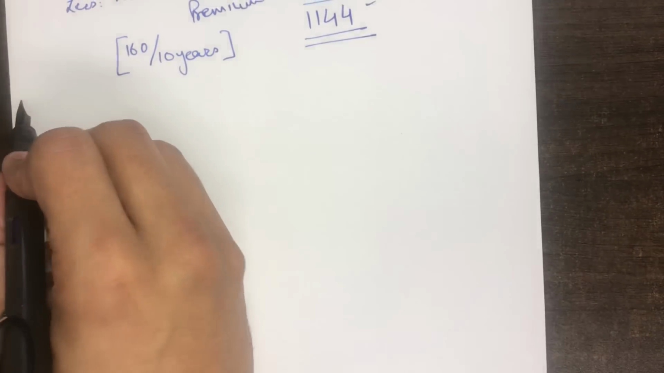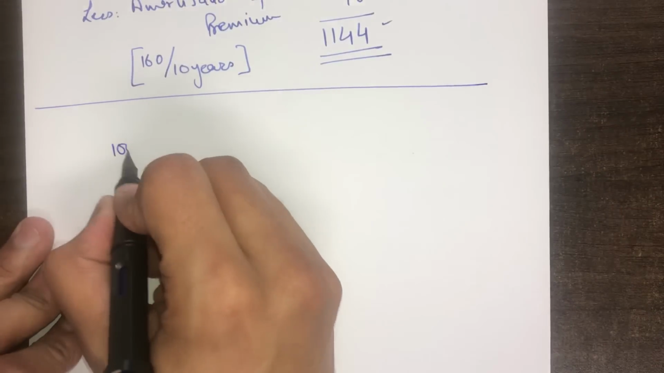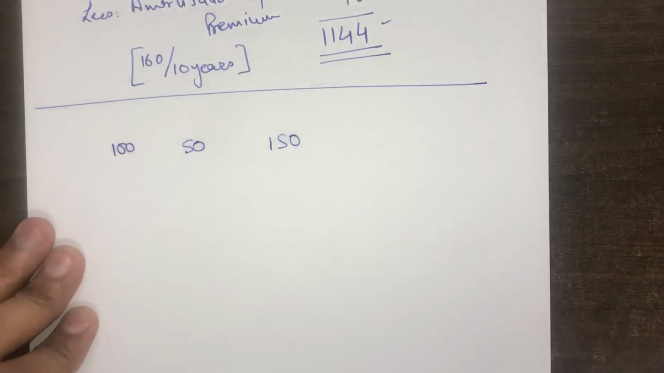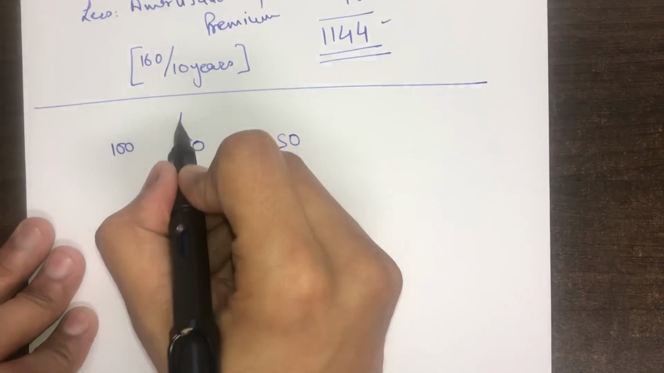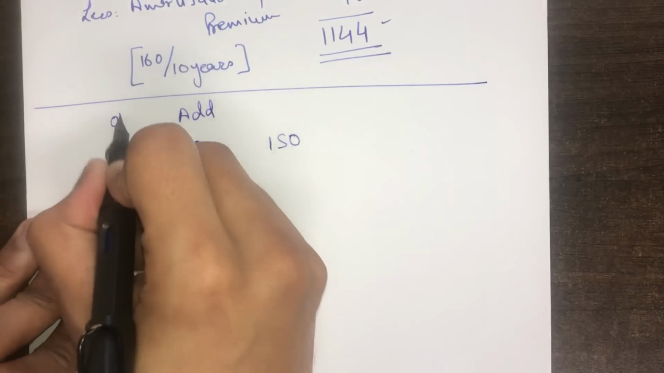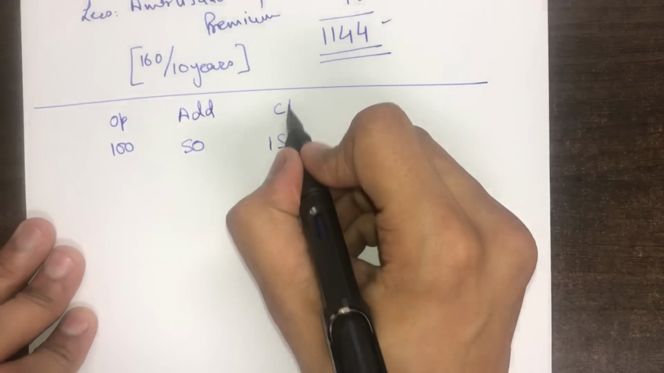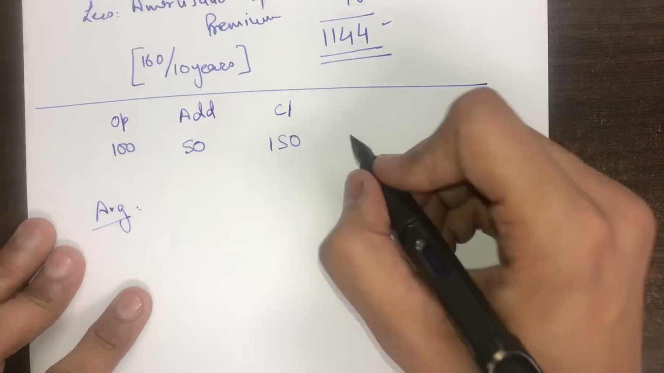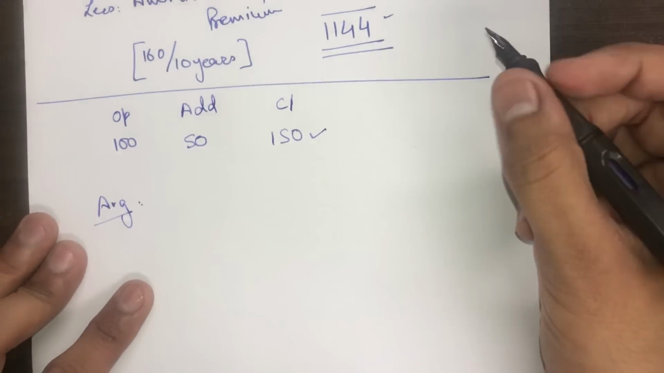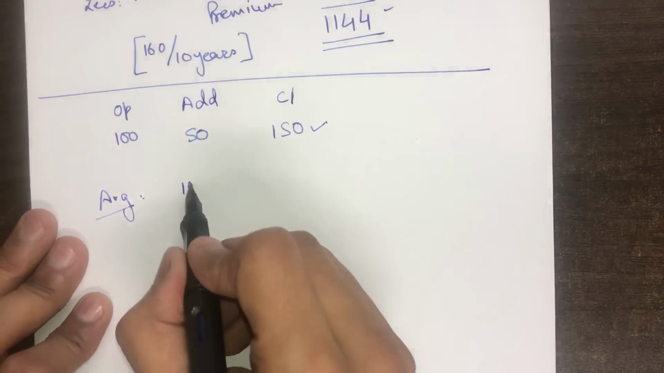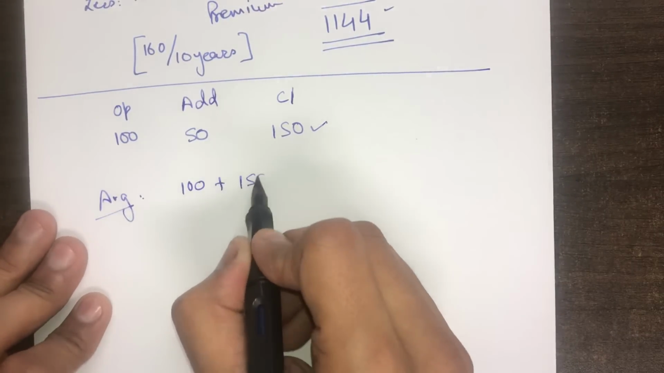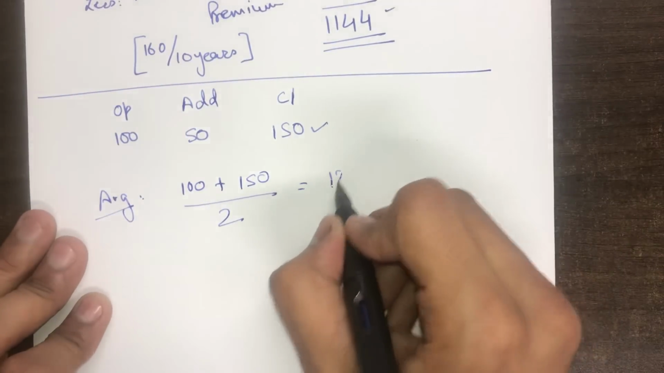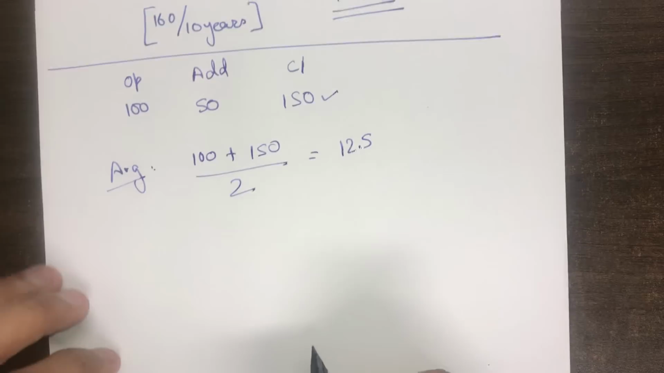Now to take a simple example, suppose opening capital employed is 100, closing capital employed is 150, addition during the year is 50. I have asked you to compute the average capital employed. You know that closing capital employed is 150. What is the average capital employed? You will tell me, sir, 100 plus 150 divided by 2, 250 divided by 2, which is 125.